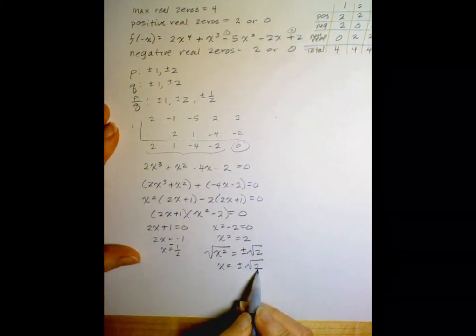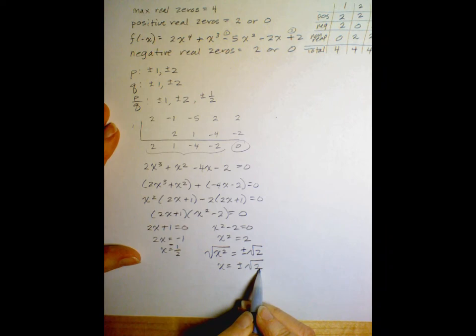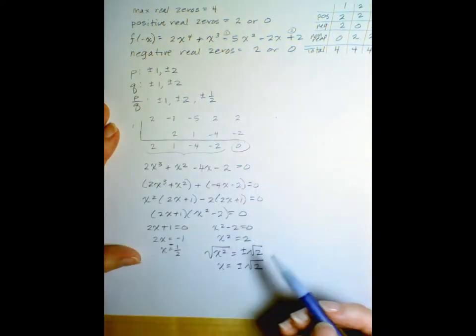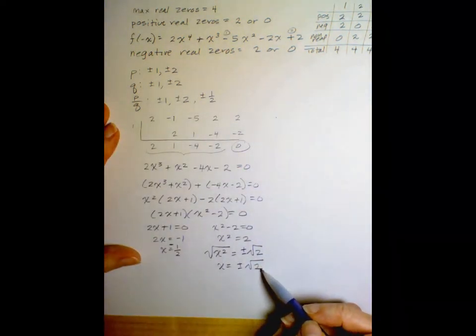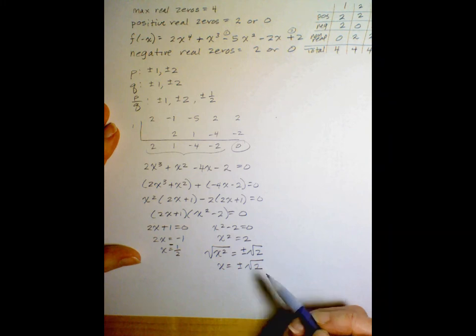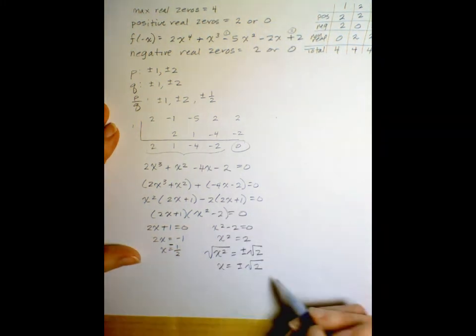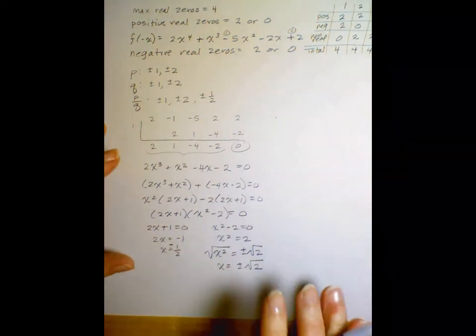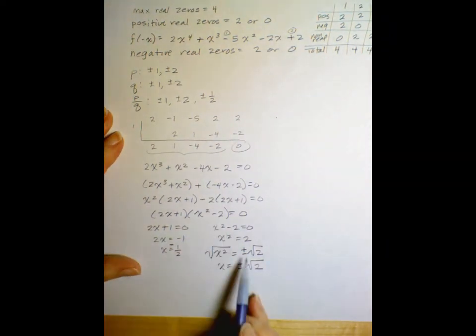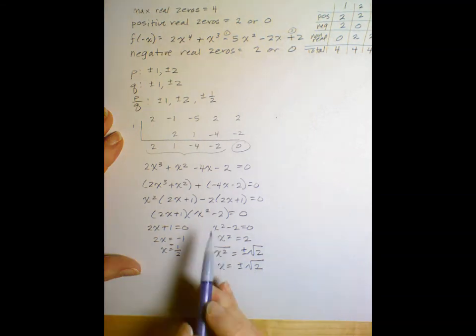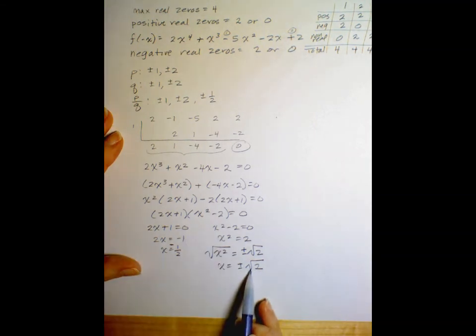So what have we found here? These are real. They're just not on this list because they're not rational. But remember I said if we do have something like the square root of 2 or square root of 7 or whatever, we hopefully can find them at the end when we break it down into quadratics like this. So these are also real solutions. And notice a positive and a negative.